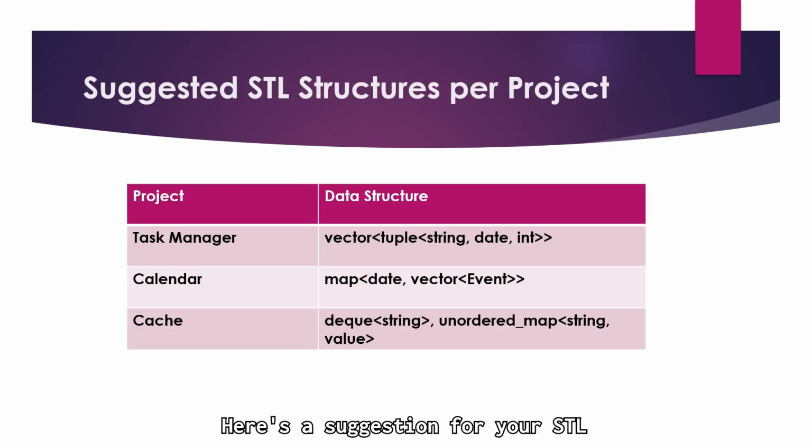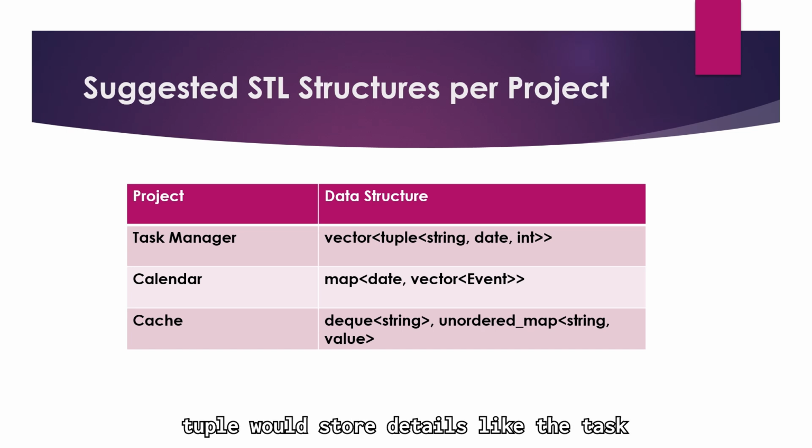Here's a suggestion for your STL structures to use in each project. For the task manager, you can use a vector of tuples to hold task information. Each tuple would store details like the task name, deadline, and priority. This structure allows you to easily sort tasks and retrieve them based on specific attributes.